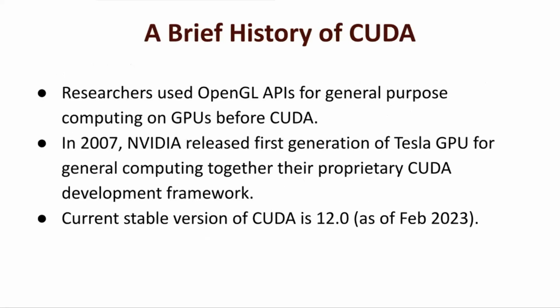So it started, I believe the very first version of CUDA started a bit earlier than 2007, but the first release was the first generation of Tesla GPU together with CUDA in 2007. That's when a lot of things happened. 2007 is a magic year, right? I believe the iPhone was released that year.